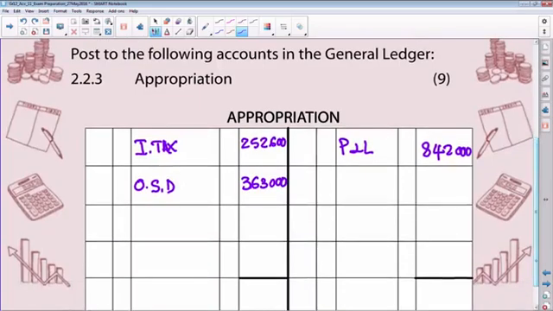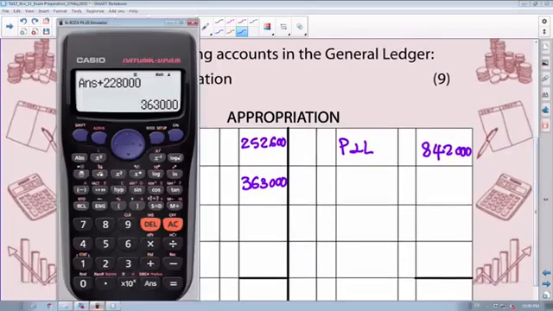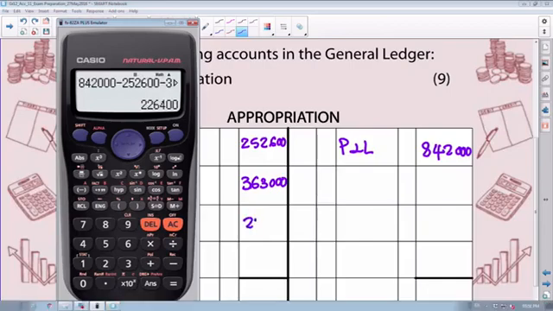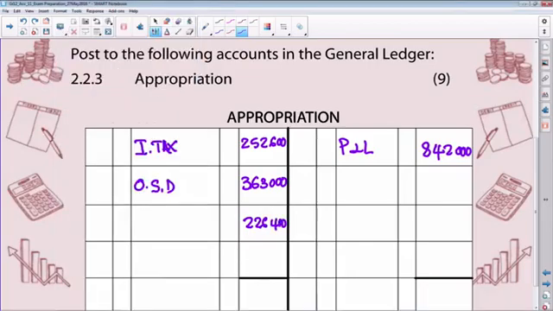Okay, now, you have the 842,000. So let's take the 842,000 minus your income tax of 252,600 minus your ordinary share dividends of 363,000, and that's equal to 226,400. What is this here? This is your retained income at the end of the year.